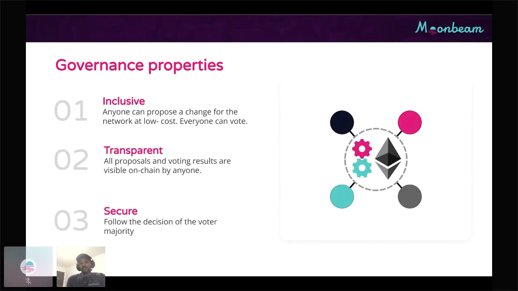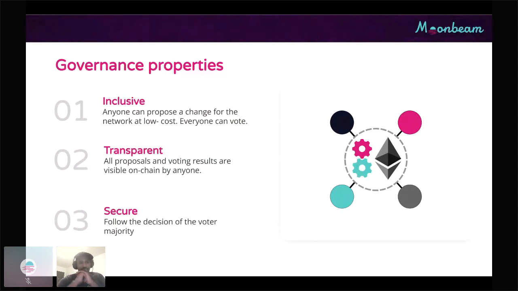The second thing is that it is a process that is fully transparent. When you are proposing something, it's directly visible on chain for anyone, and the voting results are also visible to anyone on chain. This is very important because we are using the property of the blockchain to make sure that the voting system is fully accessible to all the participants, but also to the outside world. And the last thing is to be secure, meaning that the change that will be applied is decided by the majority. So assuming that the majority is acting for the good of the parachain, it will be secure.